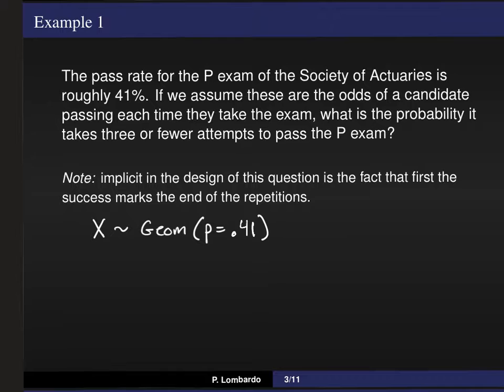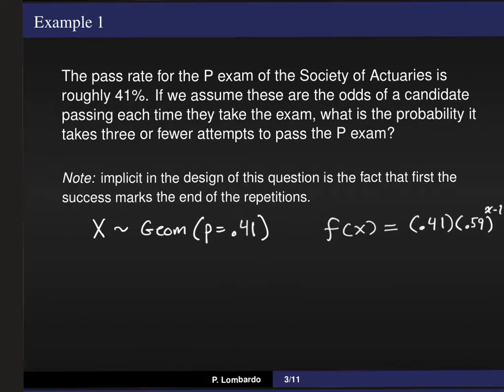Okay? Now, according to the previous slide, this means that our PMF is going to look like the following. 0.41, that's the probability of success. This occurs in the final round. And then 0.59 to the x minus 1. These are the x minus 1 failures that we experience before our final pass.